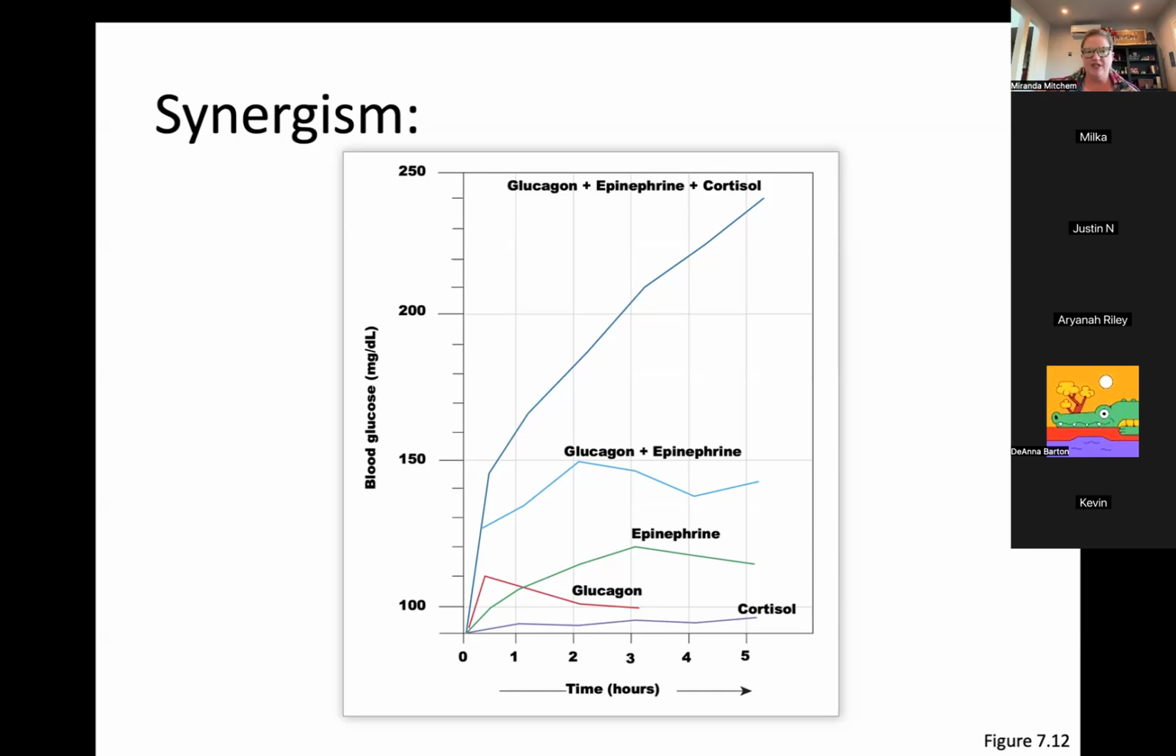So we actually have synergism in this example, permissiveness between glucagon and epinephrine, and then antagonism as well. When we get to a certain epinephrine dose, it shuts down the glucagon. So you can even see it here. When we add in a certain amount of epinephrine, we drop down.